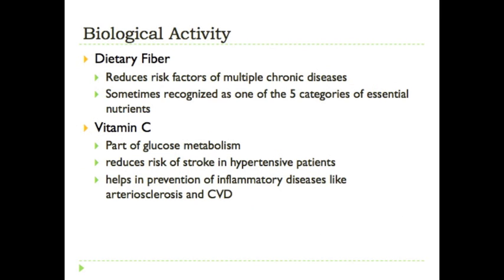Lemons are also a source of dietary fiber and vitamin C, which are both essential in the human diet. Dietary fiber is proven to reduce the risk factors of multiple chronic diseases. In fact, dietary fiber is so important that some scientists recognize it as the sixth category of essential nutrients, which also include protein, fat, carbohydrates, vitamins, and minerals.